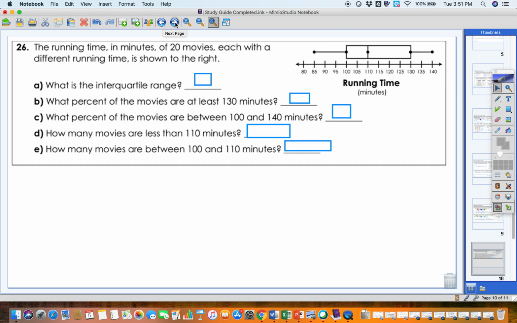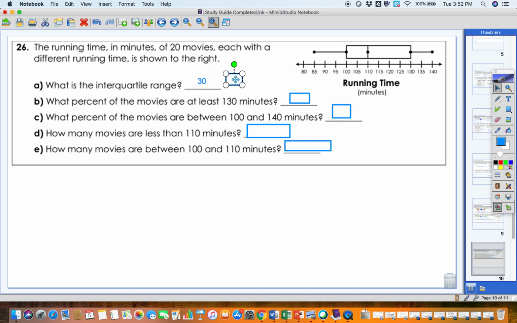So in addition to making box and whisker plots, we need to understand how to read box and whisker plots. So on number 26, we have the running time in minutes of 20 movies, each with a different running time shown to the right. So what is your interquartile range? So that means we take our upper quartile, which is 130, subtract our lower quartile, which is 100, and we get 30.